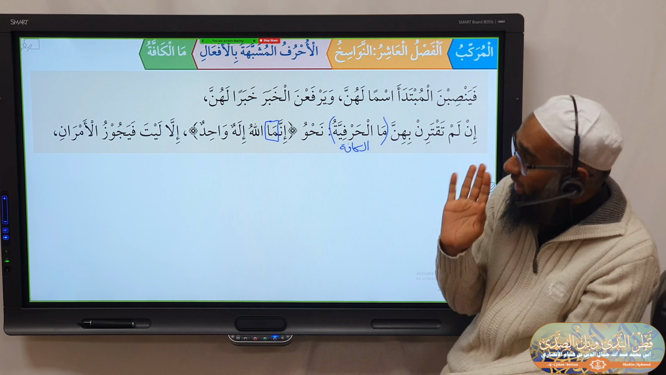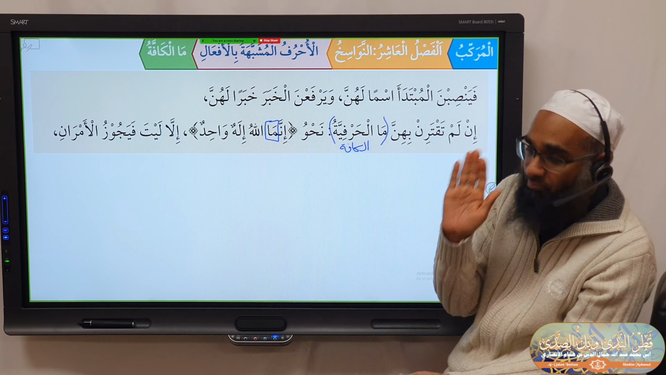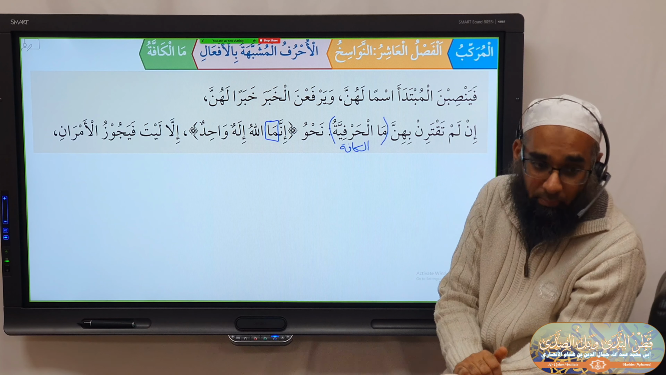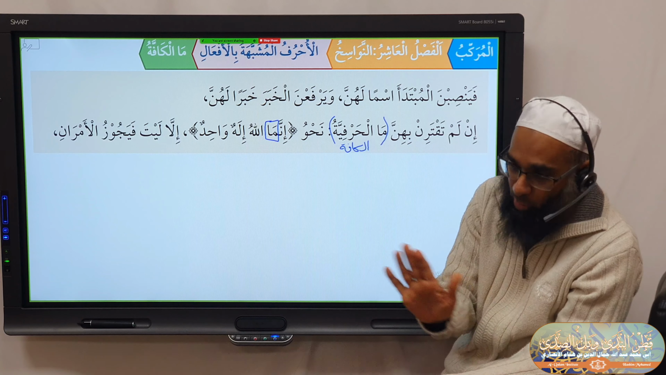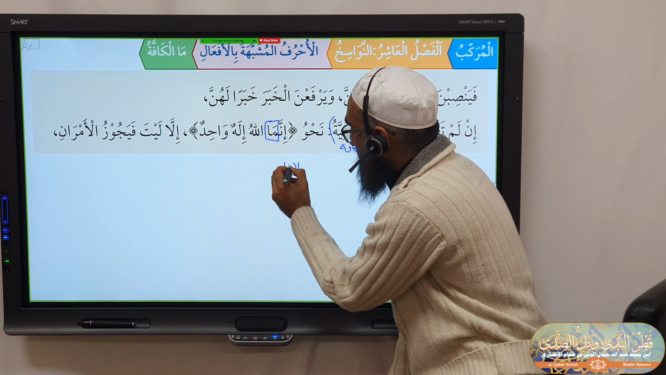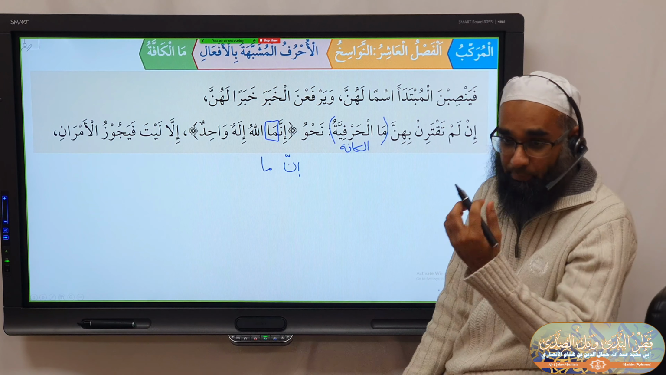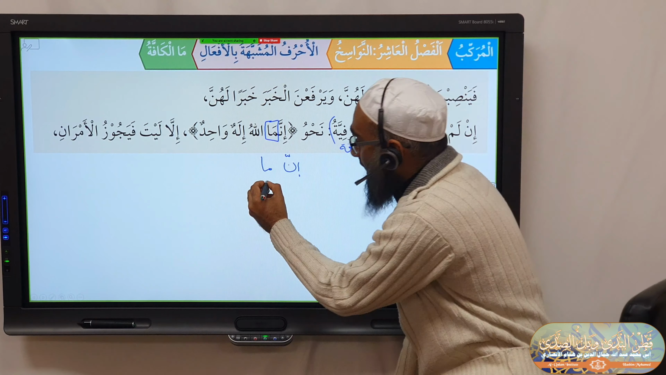So if any of the huruf mushabbahatun bil fa'il has ma after it, what will happen now? It will no longer do amal. It will just be a normal particle. When you do tarkib or i'rab, you will see in the book, you say inna, and ma is called al-kaffa.